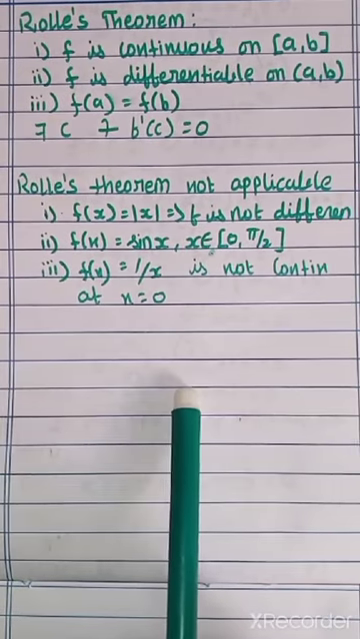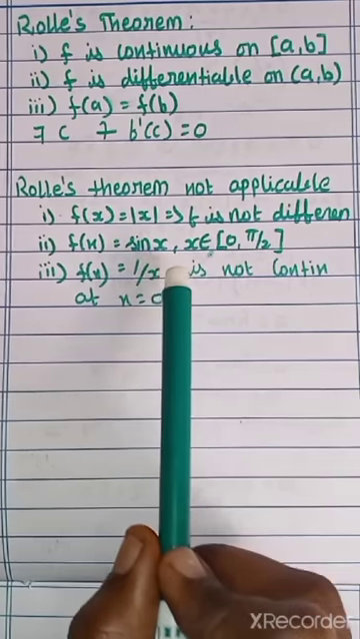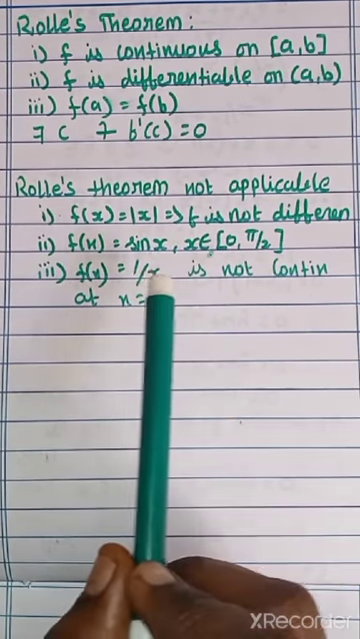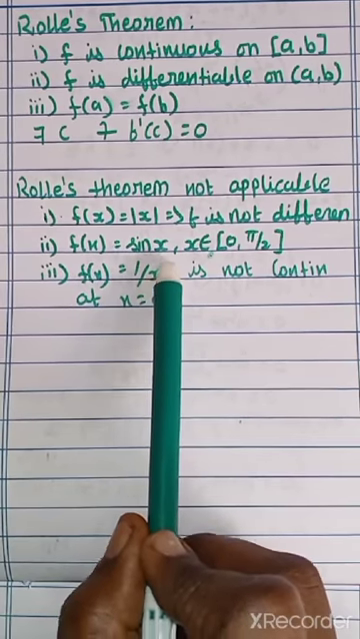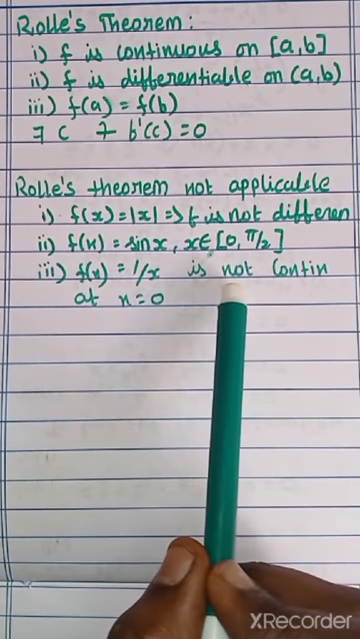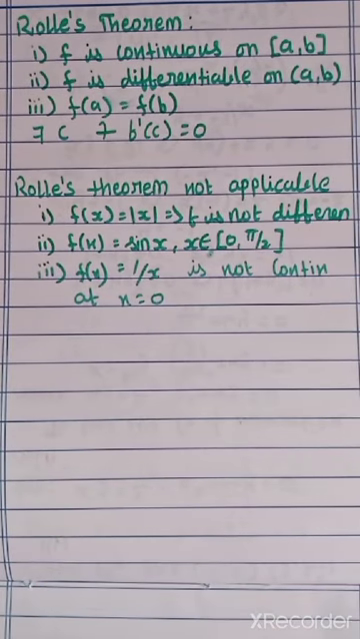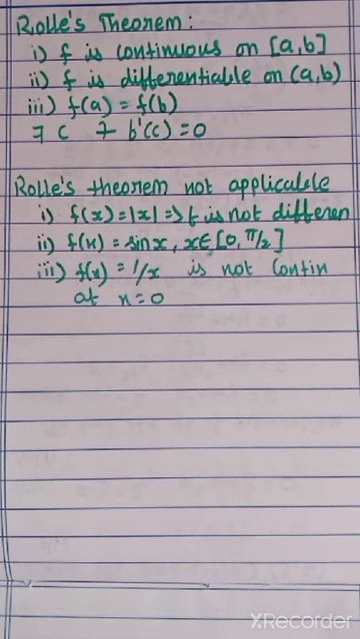And your third point is that the denominator should not be 0. If the denominator is 0, then it is infinity, right? So when the denominator gets 0, then you can conclude that the function is not continuous. This also applies to the Lagrange theorem. So before starting the problem, you have to check whether it is continuous, differentiable, and f of a equal to f of b. Now we can get into the exercise.